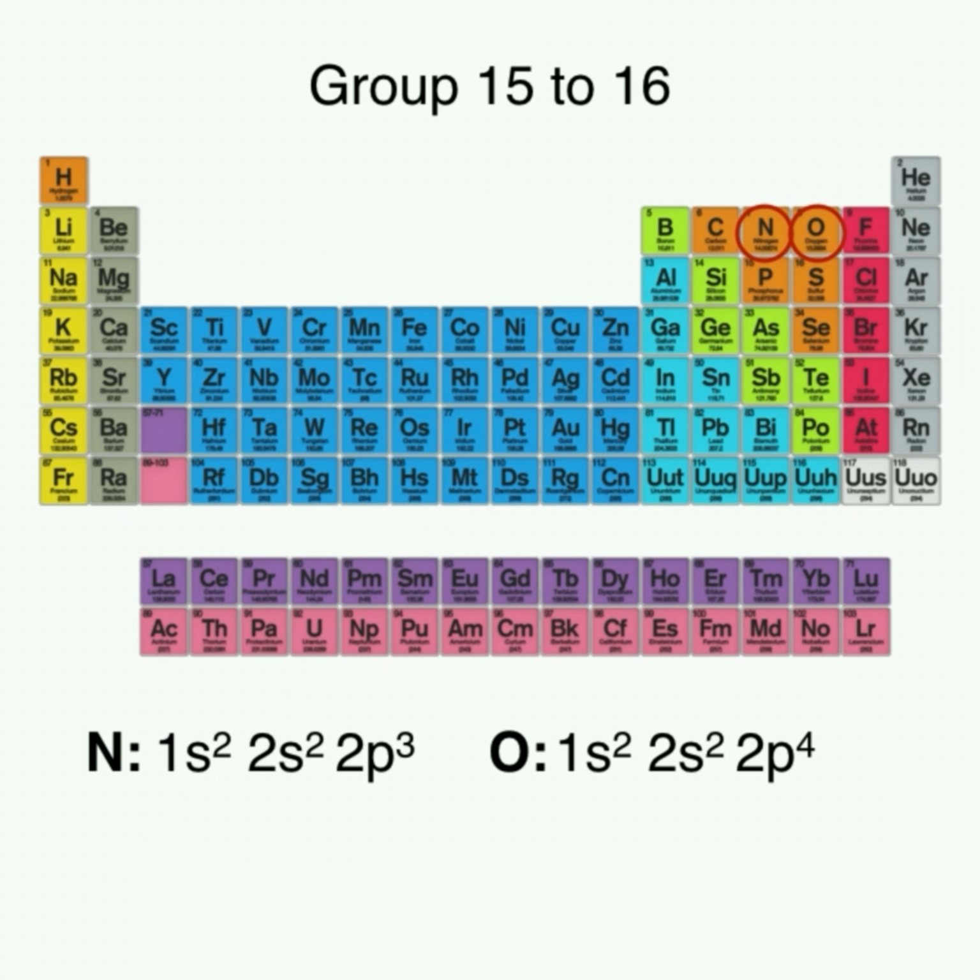As we can see from the configurations, nitrogen's 2p orbital is exactly half filled. This means there's one electron in each orbital. In the oxygen atom, however, there are 4 electrons in the 2p subshell, meaning one of the orbitals contains 2 electrons. Due to the electron-electron repulsion found between the 2 paired electrons, it's easier to remove one of them than it is to remove an unpaired electron from nitrogen's orbitals. This gives oxygen a lower ionization energy than nitrogen.